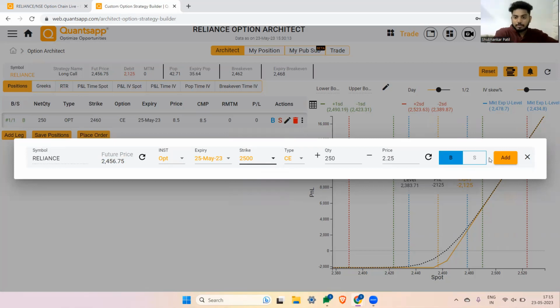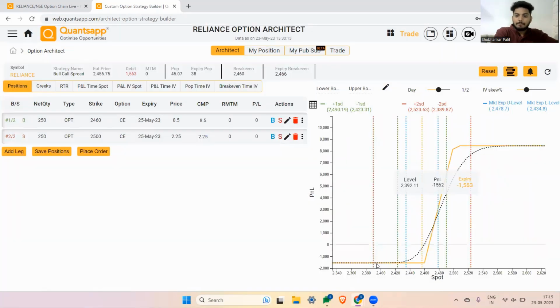And which creates a problem for a lot of us. So nothing big, just go ahead and sell a higher strike price call option. Let's say 2500 call option, I'm selling it. Now what will happen by doing this? First, the max loss was roughly 2200. Now it has been reduced to 1500 because the spread difference has gone down exponentially.